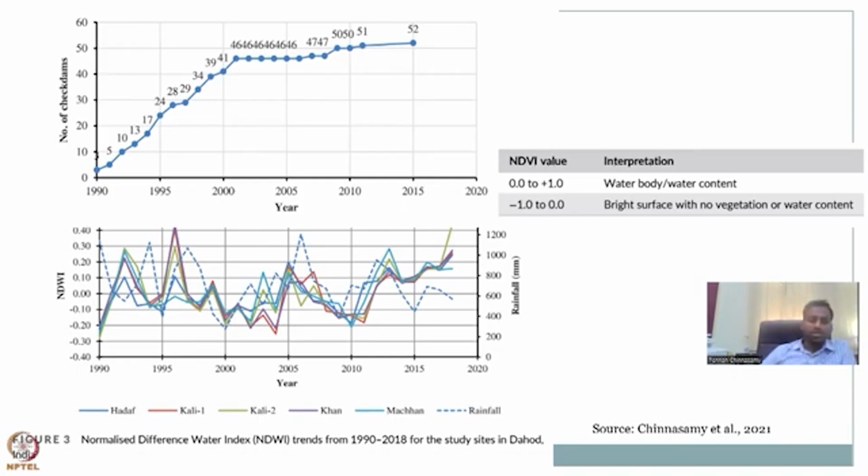So you can see normalized difference water index trends from 1990 to 2018 for the study sites in Dahod, India. And it clearly says that due to the increase of check dams, the NDWI values have increased, and also when the rainfall comes down, the NDWI value does not plummet at once because there is water storage in the water structures. So it will help to improve the NDWI and NDVI value, which we see in this small exercise.